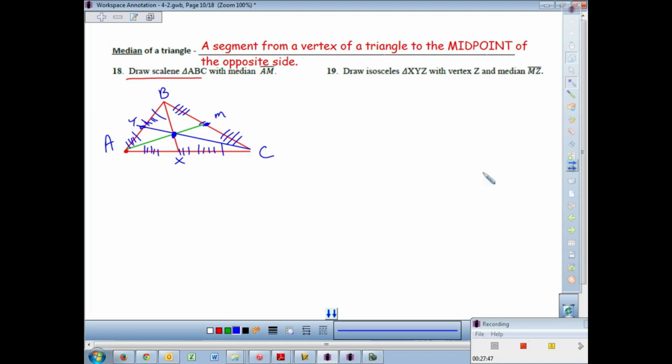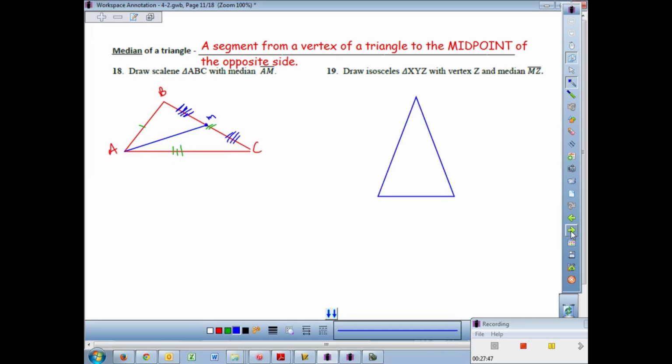circumcenter is. Cool. Next guy. Draw an isosceles triangle XYZ with vertex Z and median segment MZ. One thing at a time. Which number on our geometer is an isosceles triangle? Number 1. Come here. Whoa. Oh, that disappeared. They want it to be called triangle XYZ. Does it matter where those go?